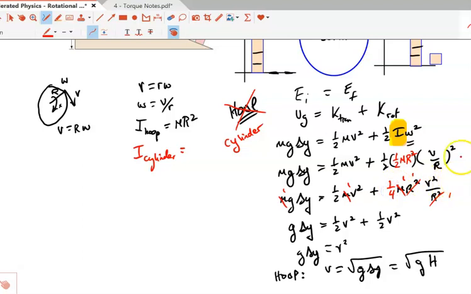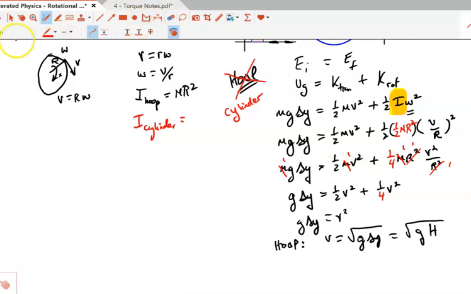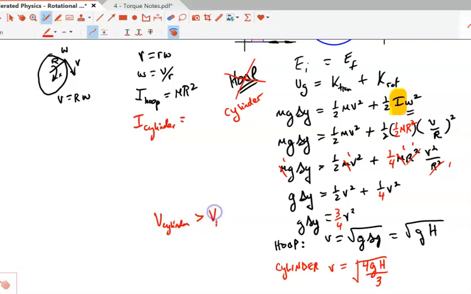And still the same things. And over here, this will be a quarter, and a quarter plus a half is 3/4. This becomes 3/4 here. And so for the cylinder, solving for V, we will get the square root of 4GH all over 3. There's a 4/3 instead of just a 1 here. Now, hopefully you can see that the cylinder will have a faster speed than the hoop at the bottom. So who do you think wins then?